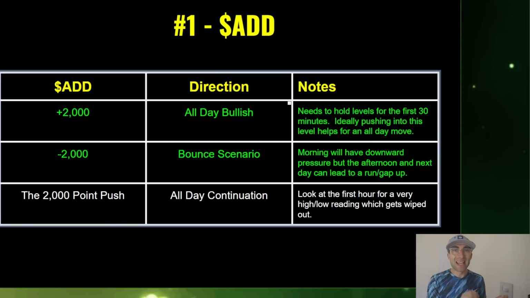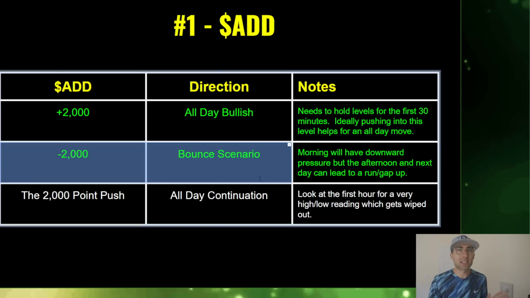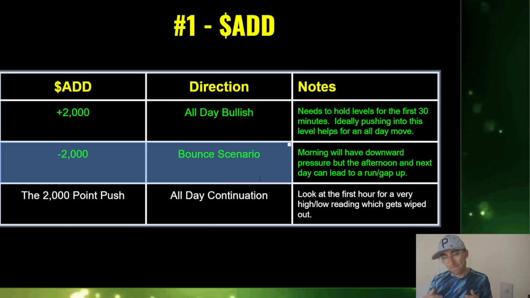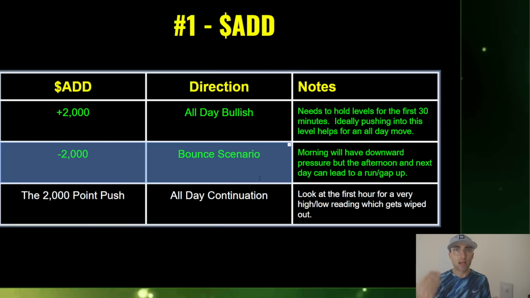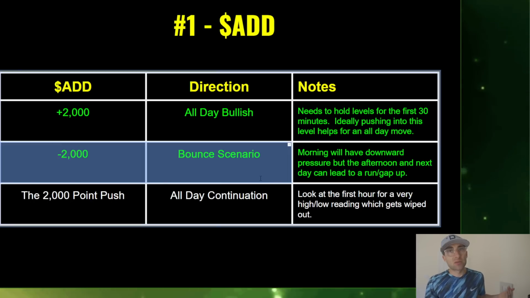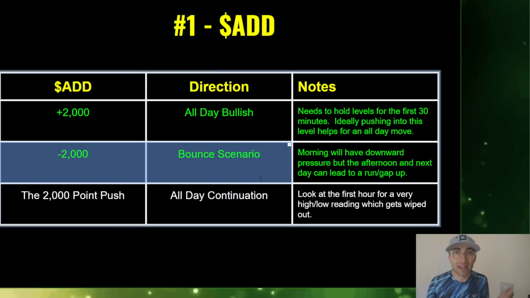Number two, a negative 2,000 reading. You would think it'd be the opposite. You would think it'd be bearish all day, sell all day, but it's quite different because the market, people like discounts. People like down days. Whenever the market drops, it's an opportunity. So when the ADD is too low, every stock is falling. Guess what? It's going to be a dip buy.